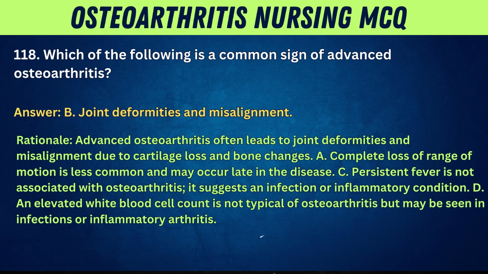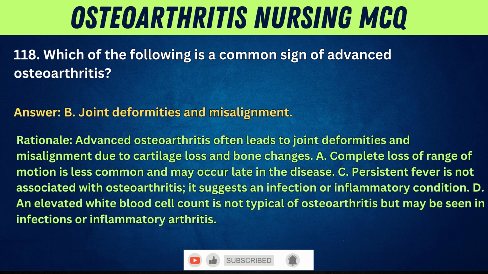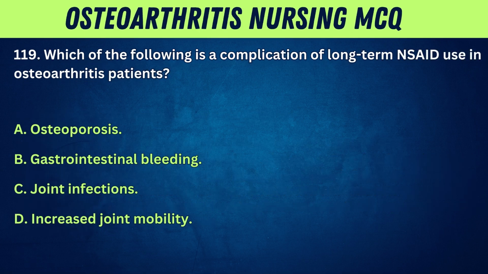A. Complete loss of range of motion is less common and may occur late in the disease. C. Persistent fever is not associated with osteoarthritis. It suggests an infection or inflammatory condition. D. An elevated white blood cell count is not typical of osteoarthritis, but may be seen in infections or inflammatory arthritis. 119. Which of the following is a complication of long-term NSAID use in osteoarthritis patients?